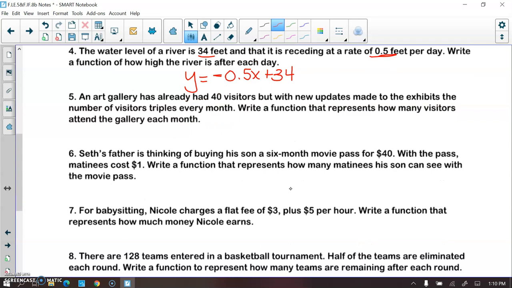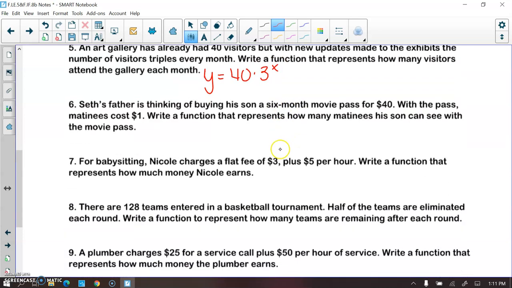Number 5, an art gallery already has 40 visitors, but with new updates made to the exhibits, the number of visitors triples every month. This is an exponential function because we're multiplying by 3 every month. Your A is what you started with, which is 40 visitors. And your B is what we're multiplying by every month, which is 3, and that's raised to the x power.